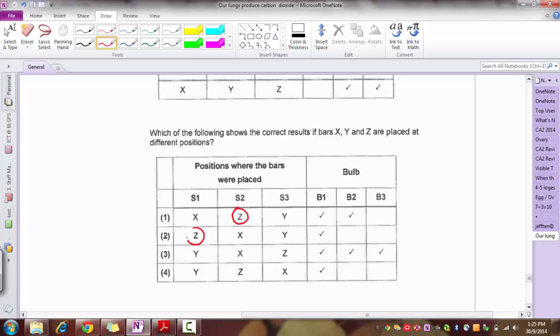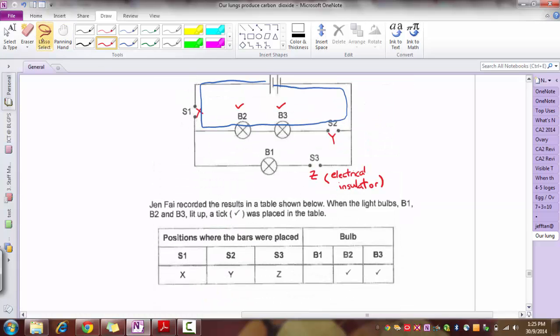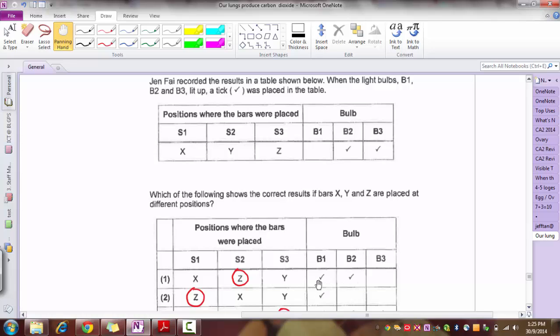I'm going to single out Z, because Z will tell us which bulb will light up. So let's look at option 1. If Z is at S2, I'm going to use a different color. If Z is here, will B2, B3 light up? No, B2, B3 will not light up. The only one that will light up is B1. But if you look at this, this is wrong. So that's why option 1 is not your answer.